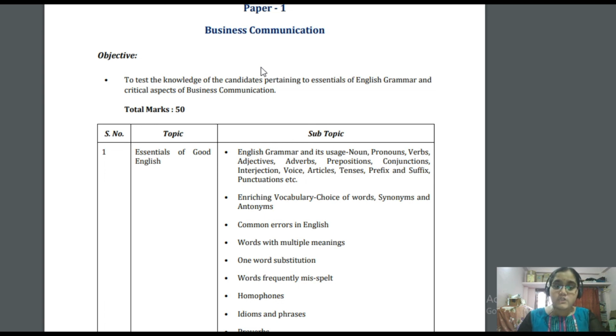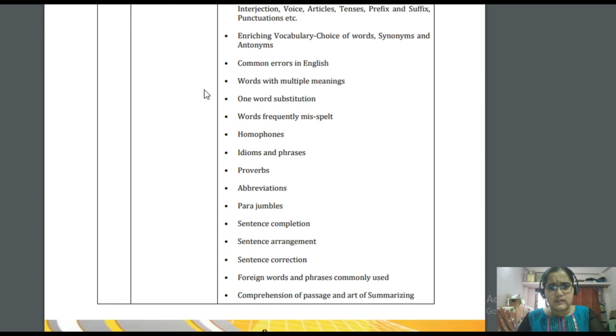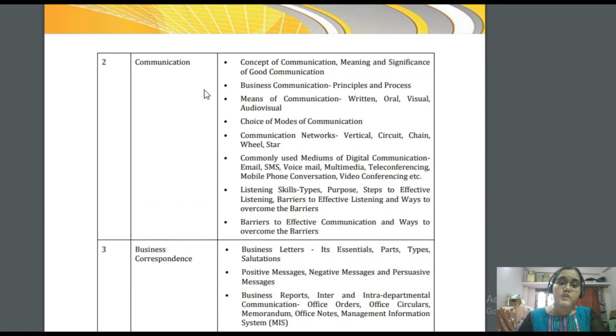So in this business communication, they're going to focus on essentials of good English. Good English means you can have everything, the grammar, sentences, proverbs, idioms, those things there. And then they're going to focus on communication. Communication again here includes what is the meaning of communication, what are the different types of communication, what are the mediums of communication, what are the barriers to communication, and then what are the effective listening skills required to communicate.